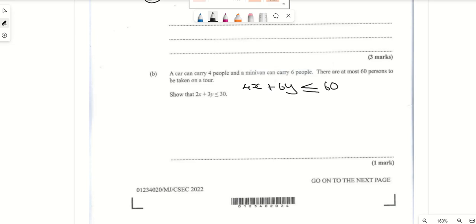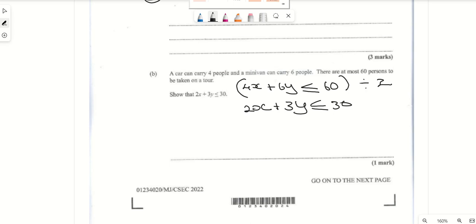Okay, so now we're going to say show that 2x plus 3y is less than or equal to 30. Now, if we look at all the numbers here, we see that there is one thing in common. They are all divisible by 2. So if we were to divide this entire thing by 2, we'll get 4x divided by 2 is 2x. 6y divided by 2 is 3y. The sign stays the same. 60 divided by 2 is 30.